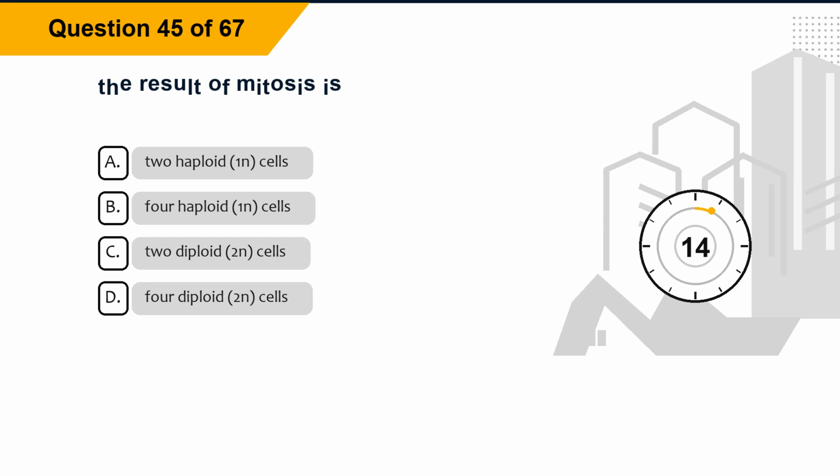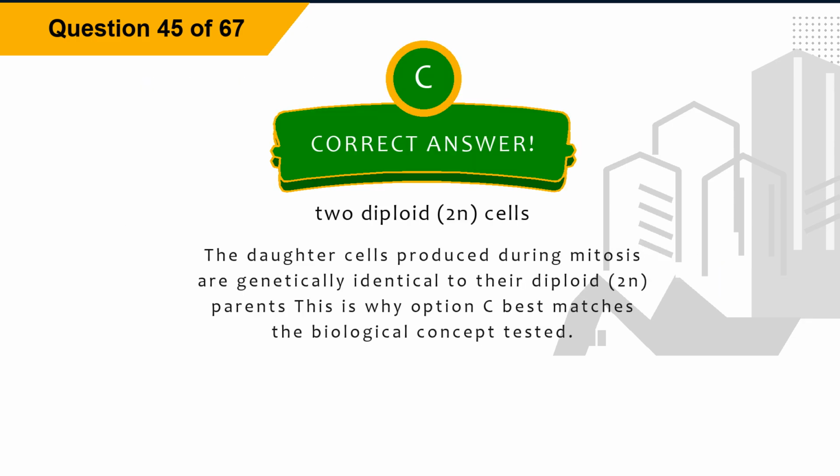Question 45. The result of mitosis is: option A, 2 haploid, 1N, cells. Option B, 4 haploid, 1N, cells. Option C, 2 diploid, 2N, cells. Option D, 4 diploid, 2N, cells. The correct answer is option C, 2 diploid, 2N, cells.